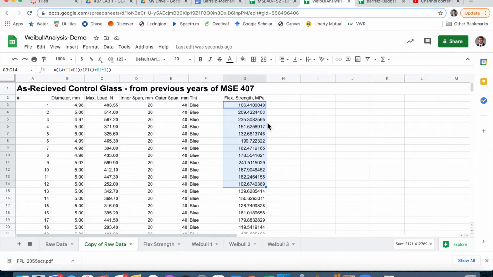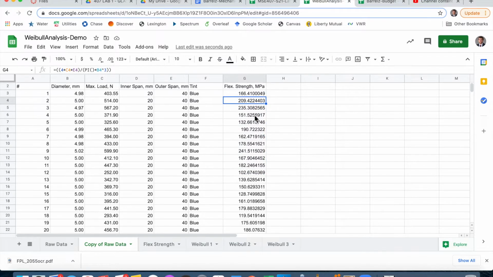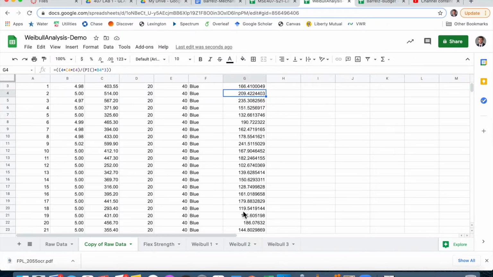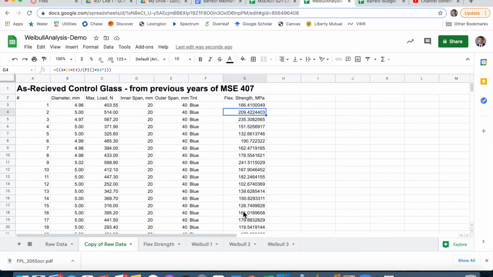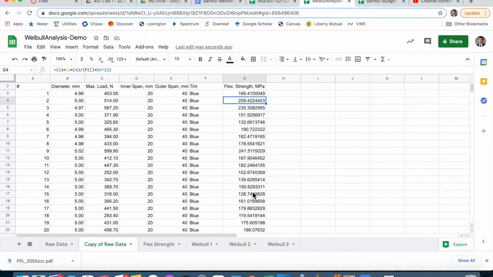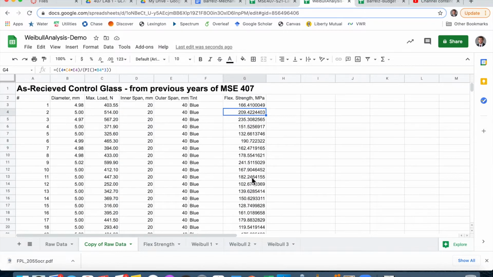And the one thing that you're going to notice when you look at these is the values are kind of all over the place, right? It's not plus or minus 5 megapascals. We go from maybe 119, and then we have some that are in the upper 200s, or middle 200s. You've got the 240 or 230. So there's quite a bit of variation, right? And that's why we need to use this Weibull approach. All right, so these flexural strengths are calculated.